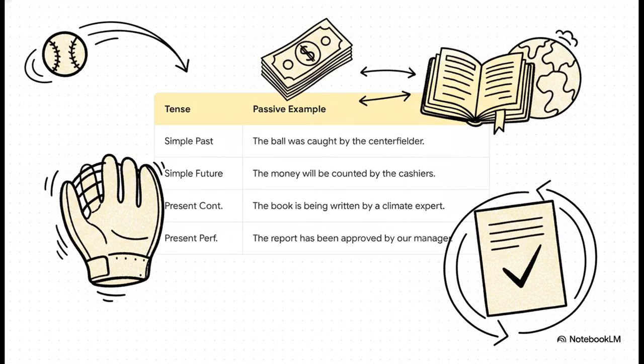Look at these examples. The ball was caught by the center fielder. The focus is on the ball. The money will be counted by the cashiers. The focus is on the money. It's such a simple way to change the entire emphasis of what you're saying. You can really feel that shift, can't you?